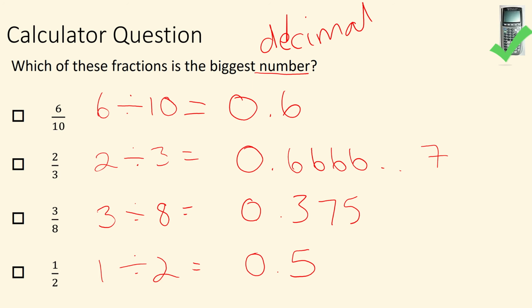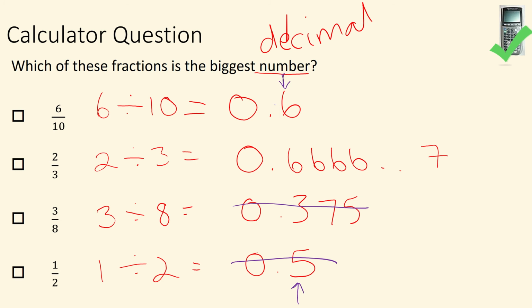So now we need to know which of these is the biggest number. They all start with 0 point, so we're going to ignore the 0 because they're all the same, and then look down along this column. We've got a 6, a 6, a 3 and a 5. If we're looking for the biggest number, the 3 and the 5 are both smaller than 6, so they're out. Now we just need to decide which one is bigger. Is it 0.6 or 0.6666?